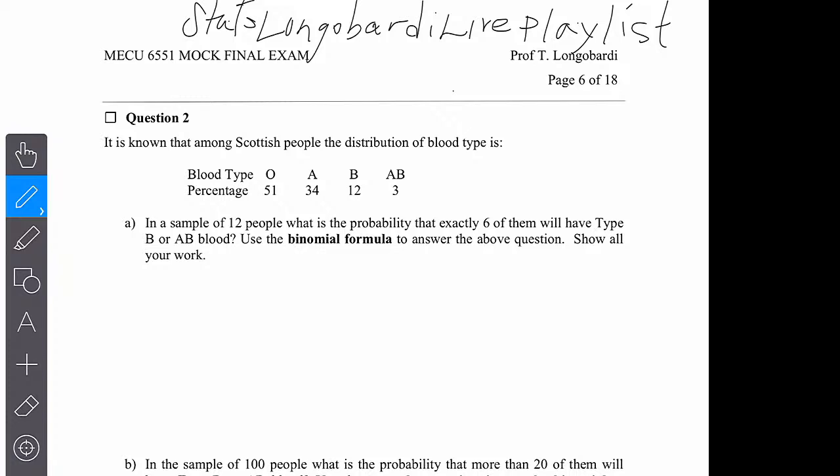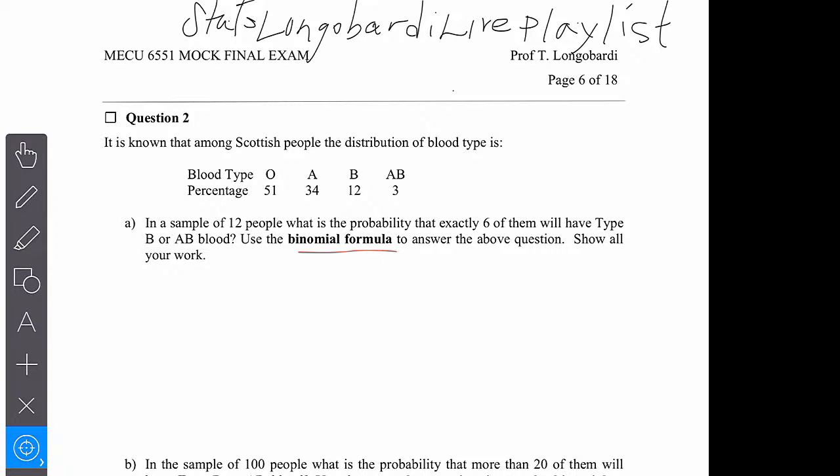So here, among Scottish people, the distribution of blood type is like this. In a sample of 12 people, what is the probability that exactly 6 of them will have type B or AB blood? Use the binomial formula to answer the above question, show all your work. This is question 2 of section 2 of the exam.